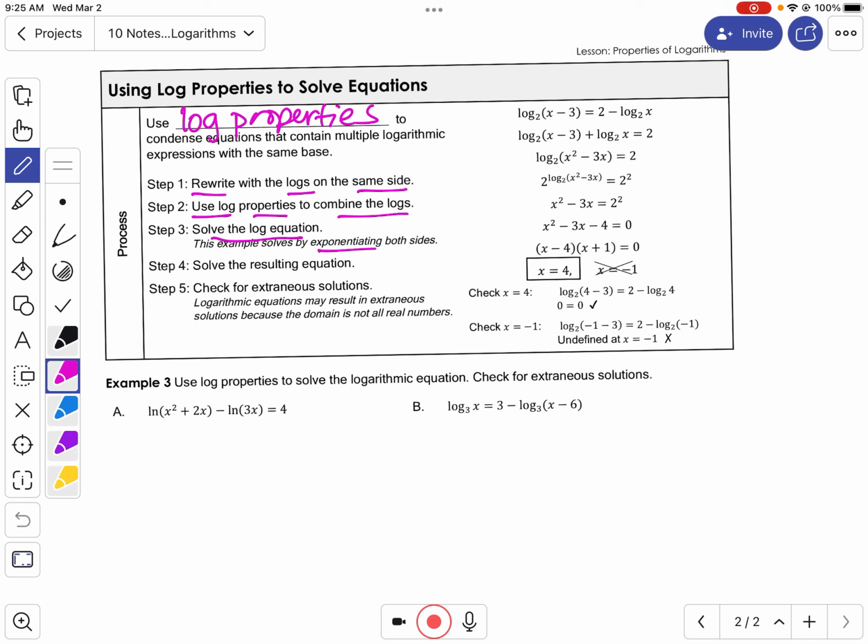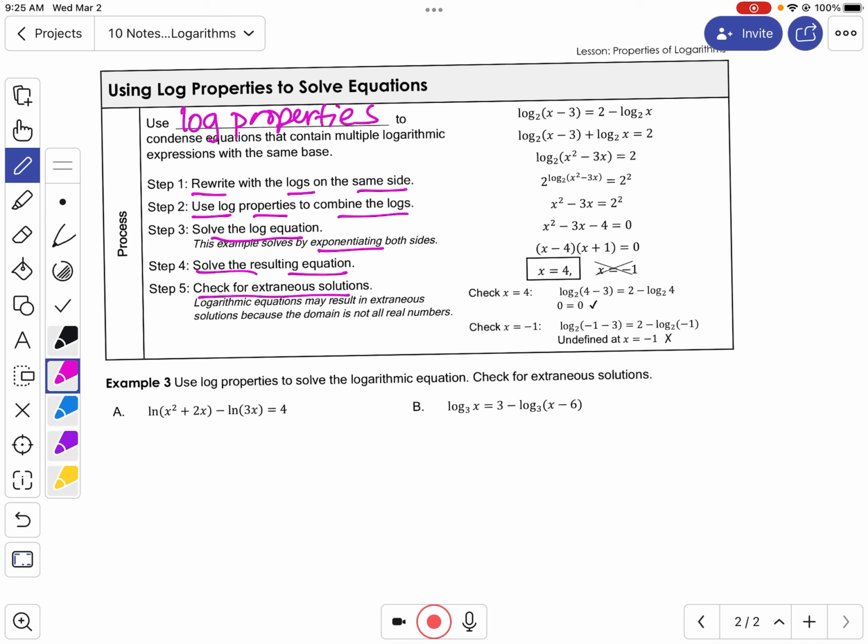Remember, you can either change it from log form to exponential form by rewriting, or you can exponentiate, which means that you are raising or taking the base of both sides. Okay, so you can do either way. I'll do both, one on part A and one on part B. So it doesn't really matter how you solve your log equation. Then at the end, you're solving your resulting equation.